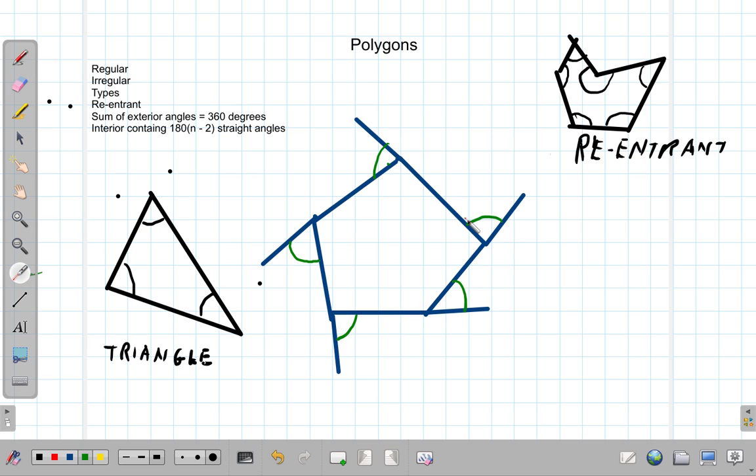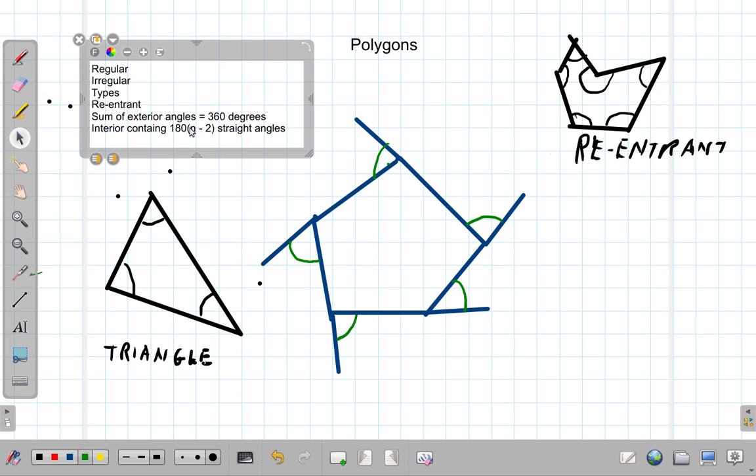Now, another property of these polygons is that the sum of the interior angles is 180 times n minus 2. Therefore, you can say they contain n minus 2 straight angles. Right? They contain n minus 2 straight angles.